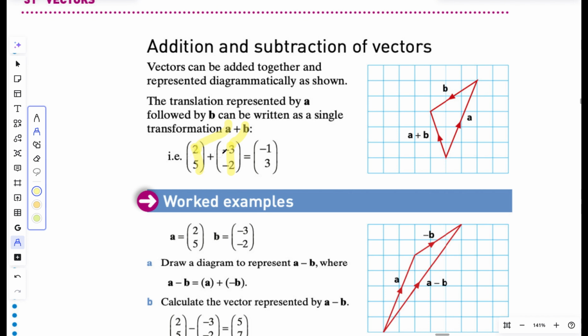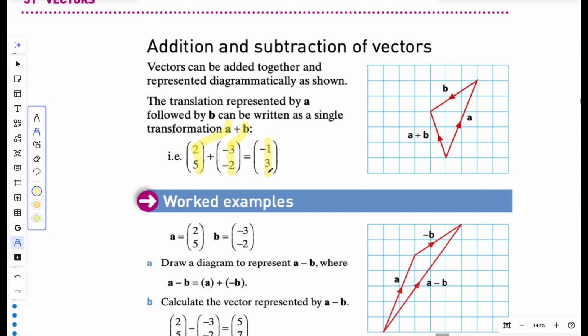Okay, so we have to add this one together. Whatever we get, we determine our third vector. You can call it vector C, or you call it vector A plus B. Okay, A plus B. Now vector A is 2, 2 plus minus 3, you get negative 1. Then 5 plus minus 2, 5 minus 2, you get 3. So we get this vector.